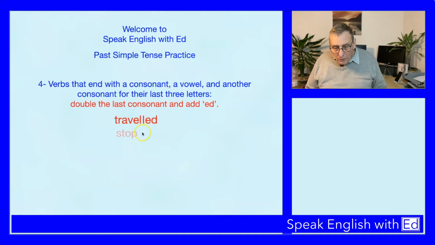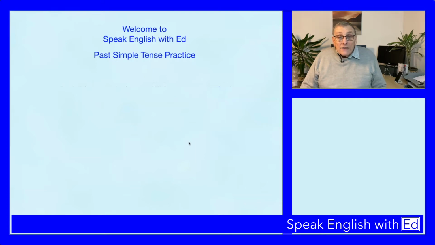Let's have a look at another one. Stop, S-T-O-P, vowel, consonant, add another consonant and then add ed to the end of it. So you've got two last consonants, and then add ed, and that's how you do it. So let's have a little look and see how it can go. See if you can guess which ones we put in here.